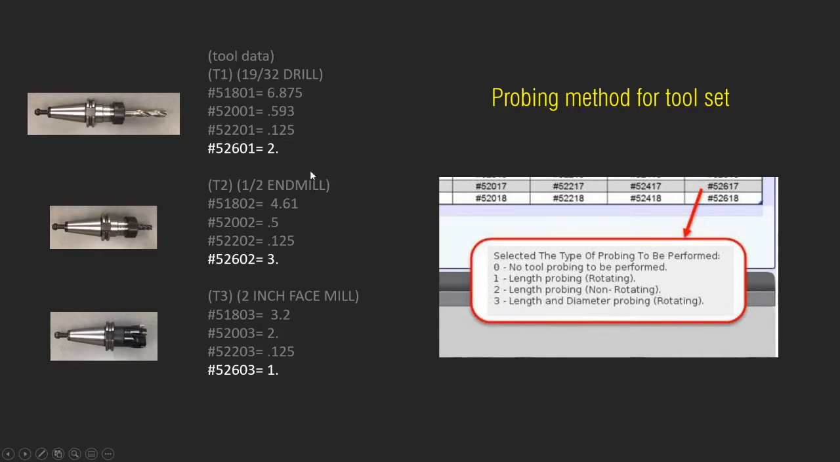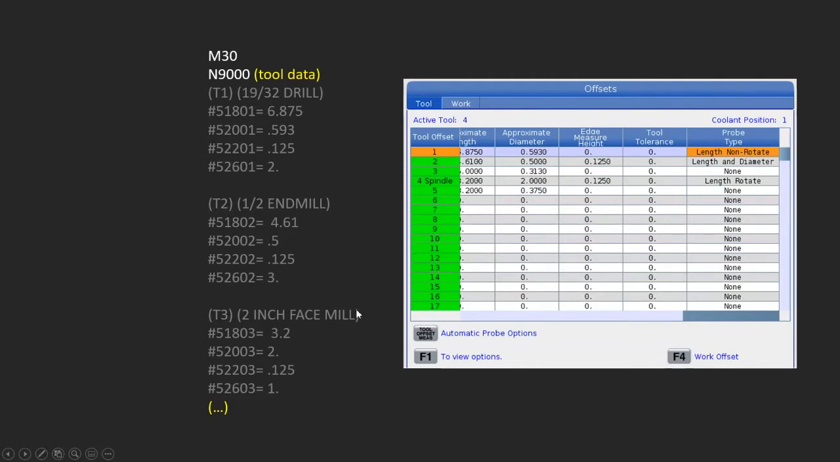So we can have a bit of code here all ready to go to fill in all these approximate values. And it might look something like this. So we might tack this on at the end of our program. So here's my M30, and everything above the M30 was my part program to machine that part. And then right after that, I'm going to make an N9000, and it could be whatever you want here, but I'm choosing to go N9000. And I'm saying this is my tool data. And I have that same bit of code in here that I showed you earlier.